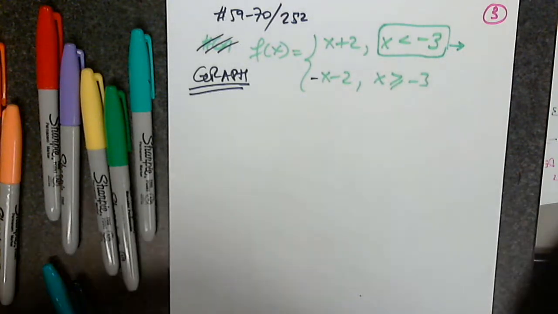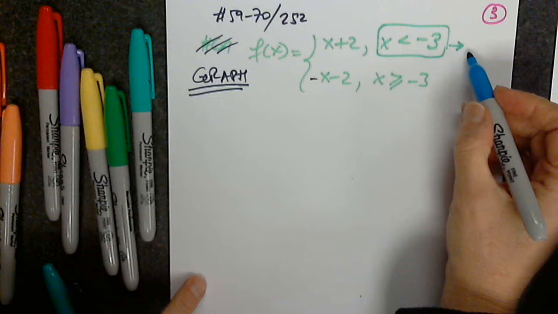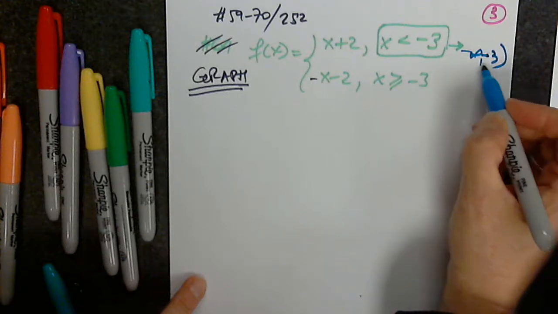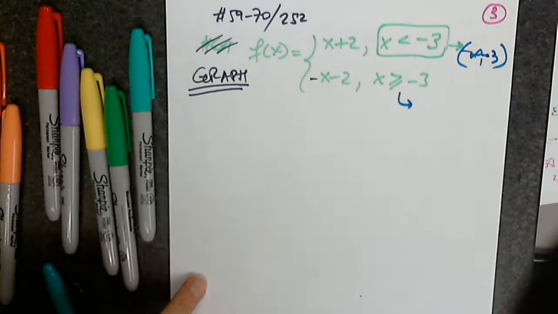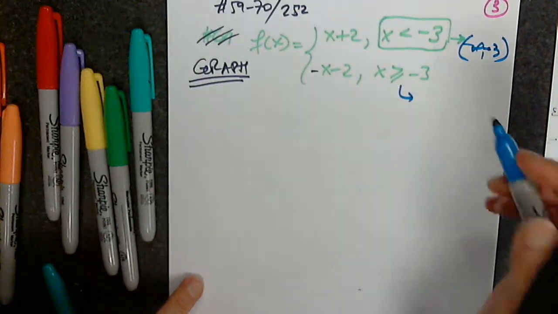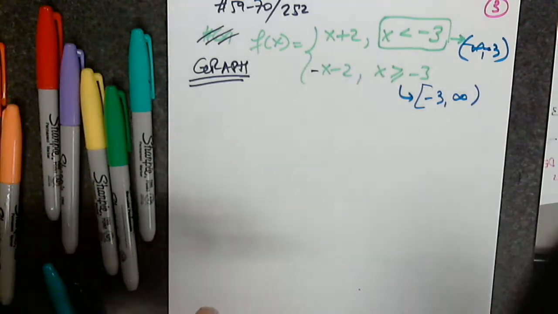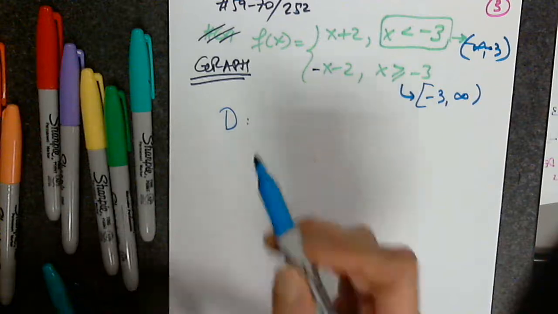The interval notation for this is? Negative 3. Very good, awesome. The interval notation for this one is? Negative 3, infinity, with a bracket. Very good. So let's identify the domain.